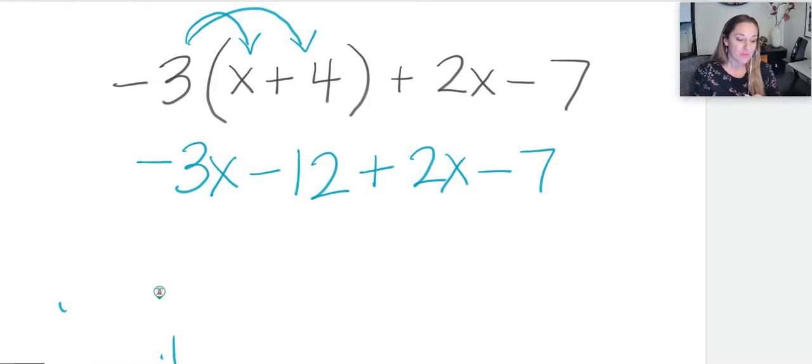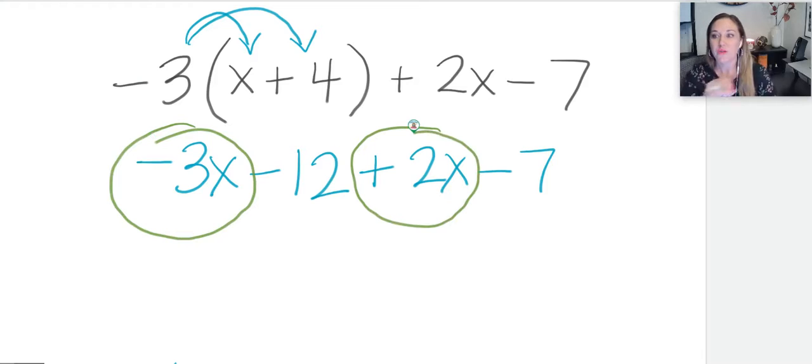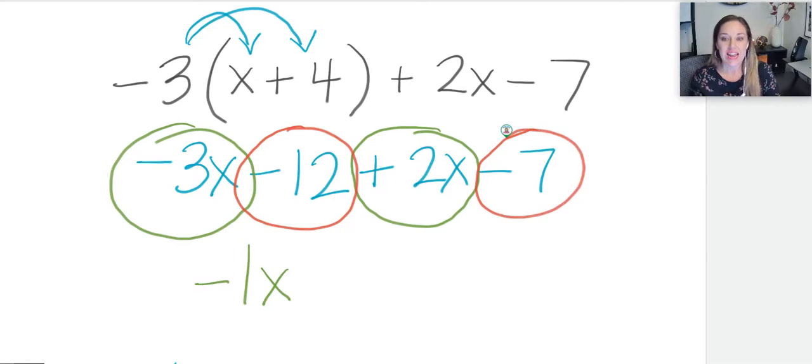Okay. So instead of negative 3x and a positive 2x, we're going to combine those because they have the same variable and the same exponent, which there is no exponent there right now. So a negative 3x and a positive 2x turn into negative 1x. And then our other like terms are negative 12 and a negative 7. If I owe one friend $12 and I owe another friend $7, then I owe total $19. So I'm in debt, negative 19.